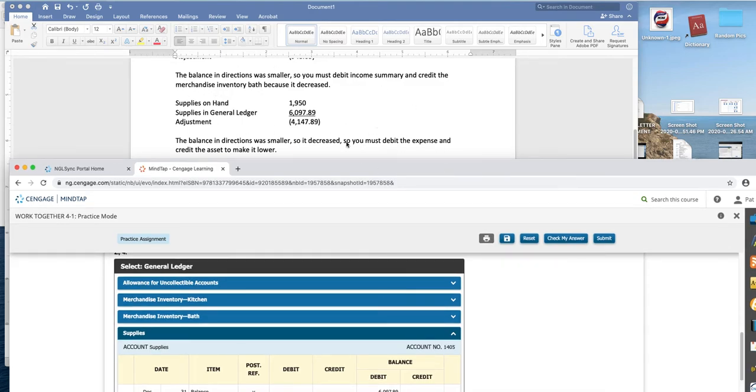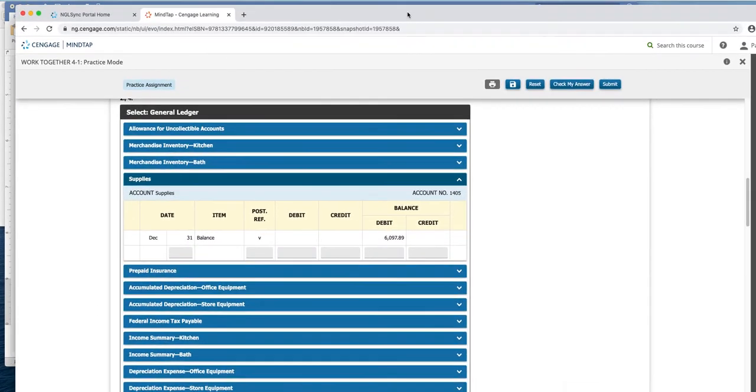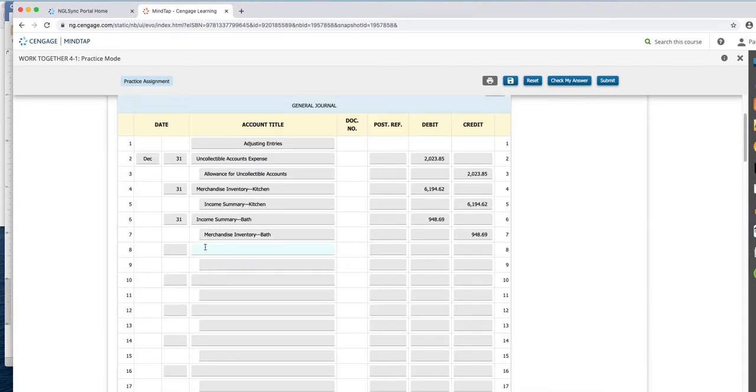So that's what that's saying. So this is how you do the supplies. We go on up to the 31st again, and we do supplies expense, and we will credit supplies, and we will do that for that amount, 4,147.89.